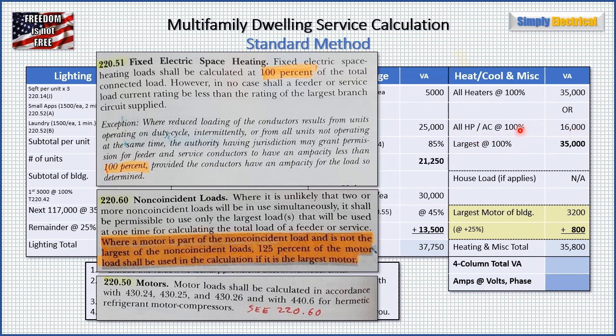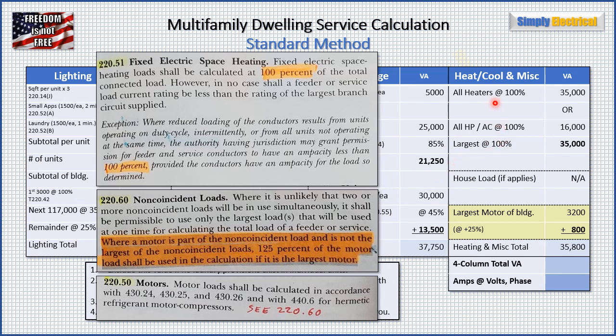Okay, we've got to go to 220.60, right over here, noncoincident loads. Where it is unlikely that two or more noncoincident loads will be in use simultaneously, it shall be permissible to use only the largest load or loads that will be used at one time for calculating the total load of a feeder or service. Okay, we'll stop right there. We won't take the next sentence yet. What that tells us is if you have two loads that are noncoincident, so they are unlikely to operate at the same time, then you only need to take the larger of the two.